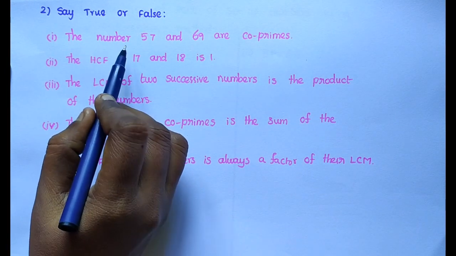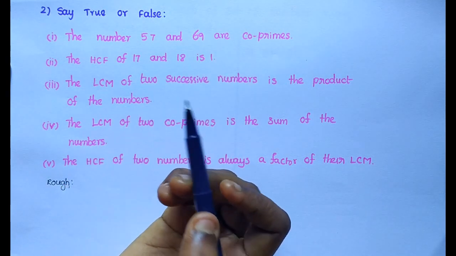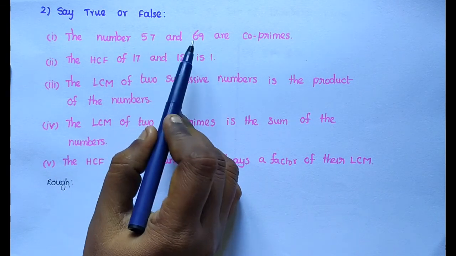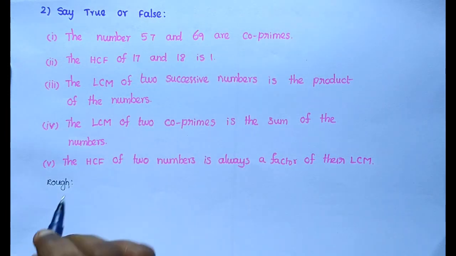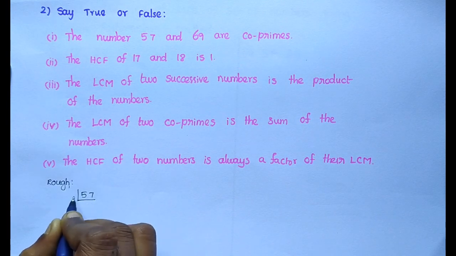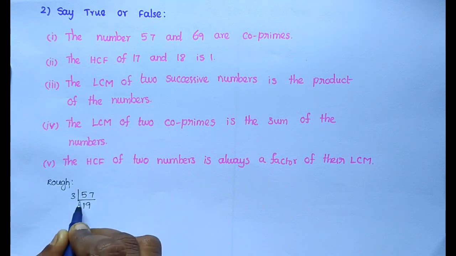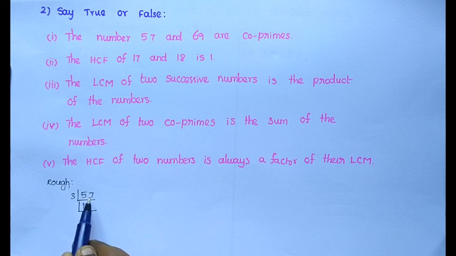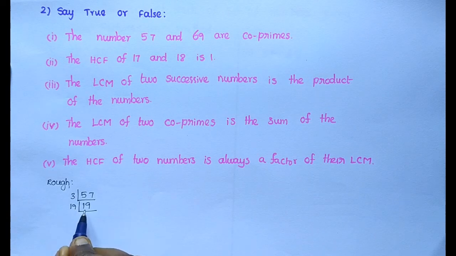Second sum, say true or false. First one, the numbers 57 and 69 are co-primes. The HCF of these two numbers is 1, means these two numbers are co-primes. Check that. 57 is divisible by 3. How many times? 19. 1 3 is 3, balance 2, it becomes 27. So 9 times. And 19 is a prime number, so that is divisible by itself only.